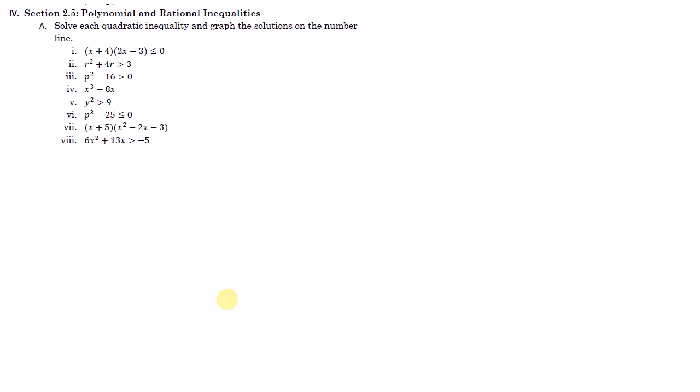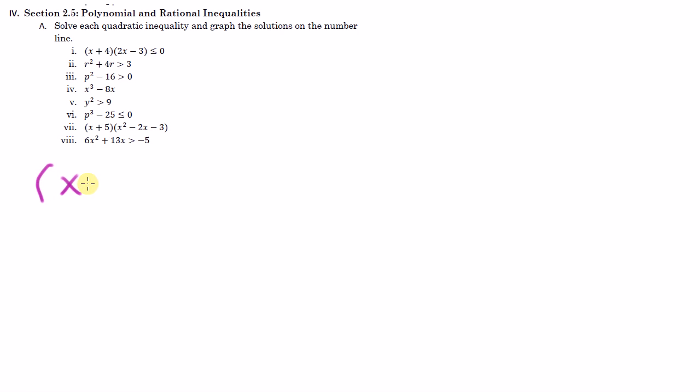Okay, section 2.5, polynomial and rational inequalities. Probably one of my more favorite sections just because it requires some thinking, and if you know how to graph, these become very, very simple, and I'll show you that as we work through this.